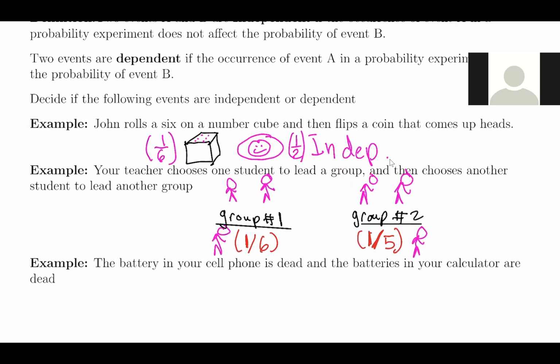So if you notice for this one, the probability changed from group number 1 to group number 2. Because in group number 1, the probability of me choosing a person for the leader was 1 out of 6. But once I started choosing the leader for group number 2, the probability changed to 1 out of 5. So the first event affected the probability of the second event. Since it did affect it, this is what you call dependent events, because depending on what happened in the first event is going to influence the probability of the second event occurring. All right. Any question for that second one?